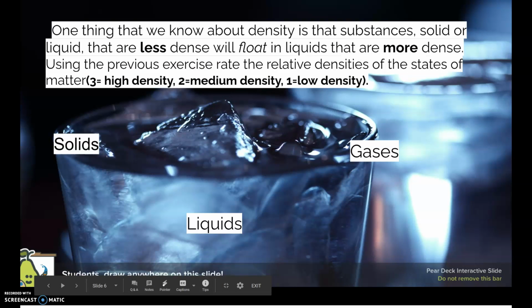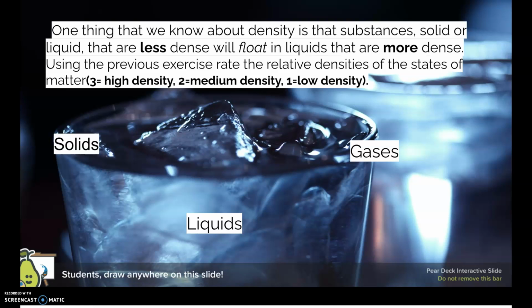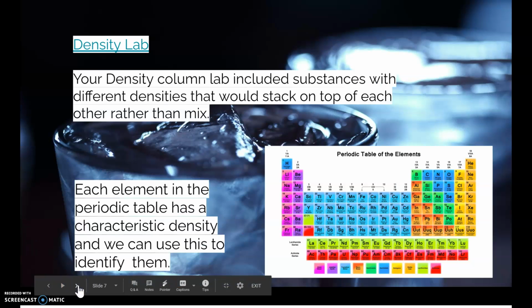One thing that we know about density is that substances, solid or liquid, that are less dense will float in liquids that are more dense. Using the previous exercise, rate the relative densities of the states of matter. Put a 3 next to the word if you think it's high density. Put a 2 next to the state of matter if you think it's medium density. And put a low or 1 if you think that this state of matter is low density. Very good.